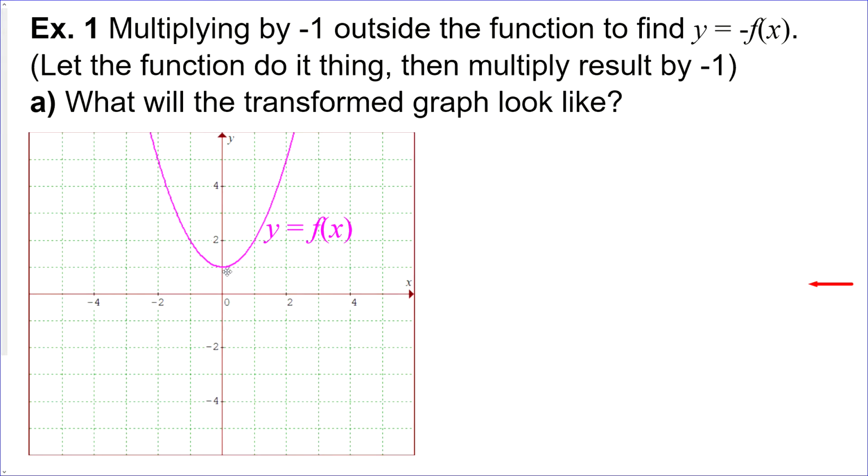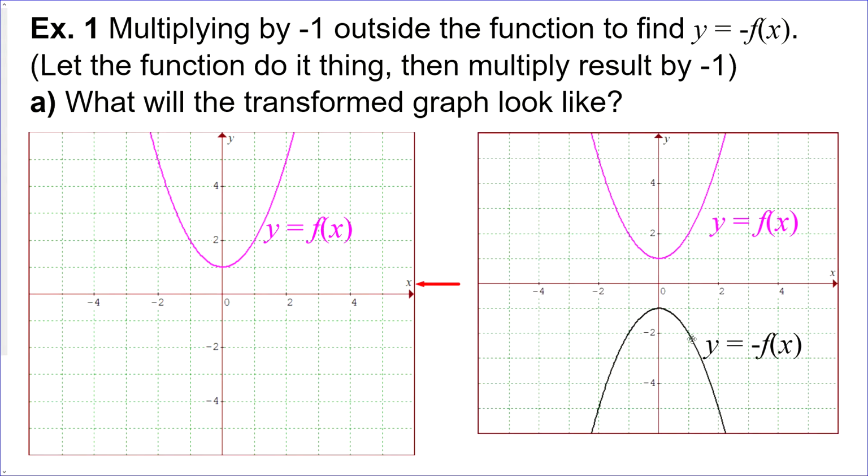So instead of this being 0, 1, we'll multiply it by -1, and that would be the f of x values, and it will become -1. This point here at 2, multiply by -1, it becomes -2. So the transformed graph looks like this. Now these are both written in function notation, so I'm not seeing any quadratic here, any x squared term. I'm just using function notation to show the transformation.